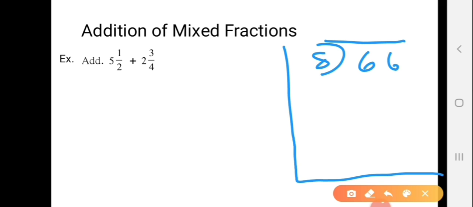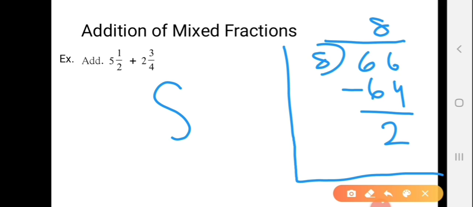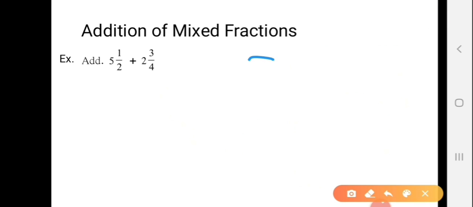8 goes into 66. Yes, 8 times 8, 8 eights are 64. Now the remainder is 2. So quotient 8, remainder 2, divisor 8. Now it can be again divided by 2, and the answer will become 8 1 by 4. Such a nice operation.